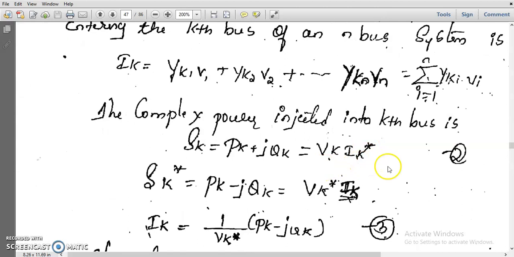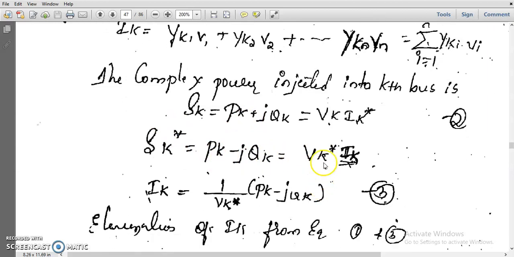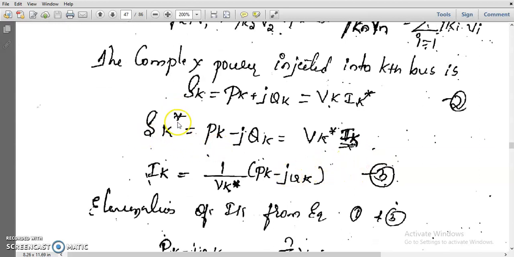So the same thing I write as Sk star. If you take the complex conjugate, the positive imaginary term becomes negative. So Sk star equals Pk minus jQk, and the Ik star cancels, leaving Vk star Ik. Therefore Sk star equals Pk minus jQk, with Vk conjugate and Ik. If you take the conjugate of Sk, the voltage becomes conjugate and the current does not. The total power is V into I.